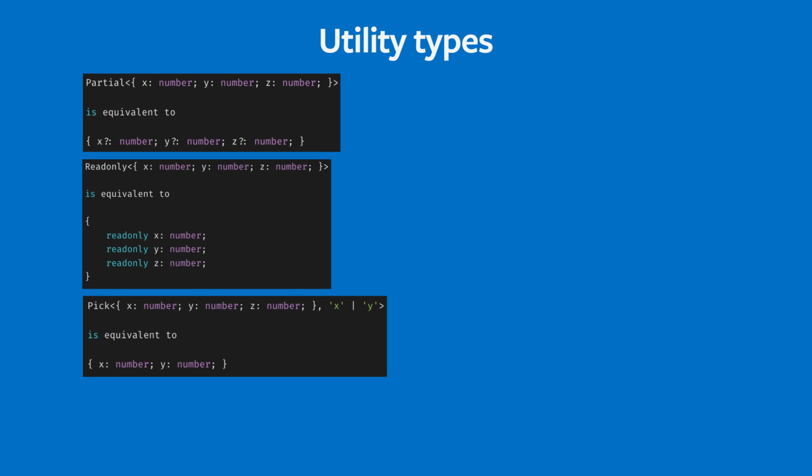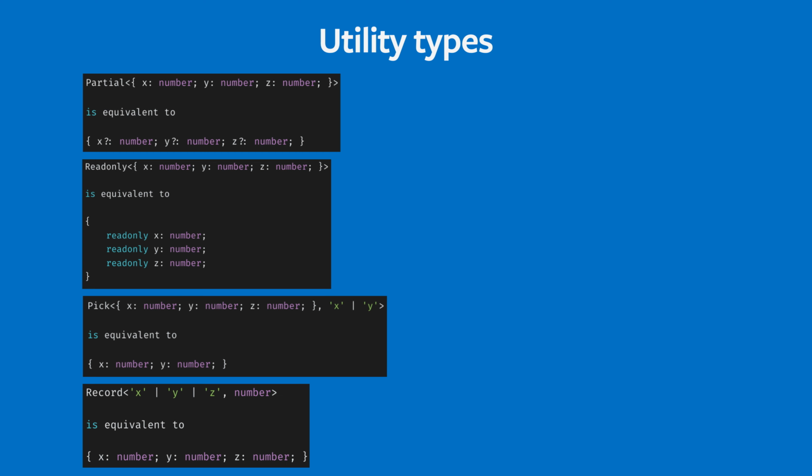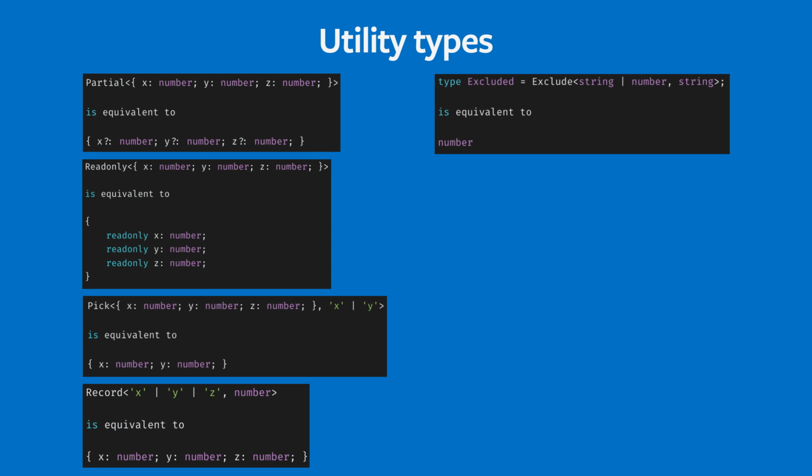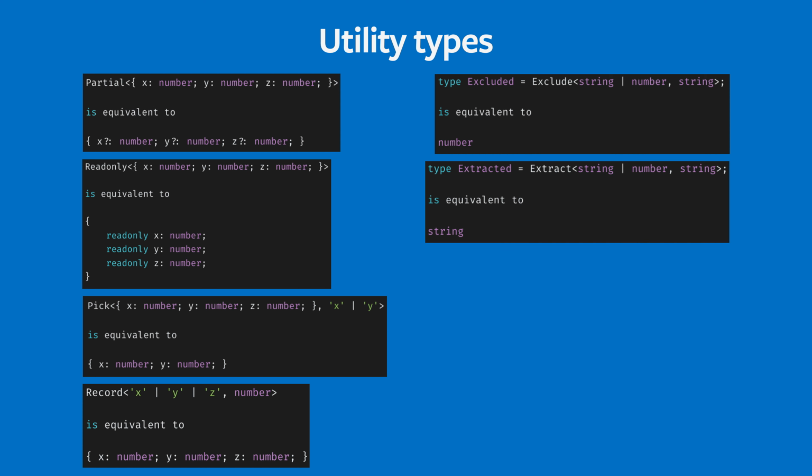Next one is Pick. Basically, you can pass some object and a list of property names, and it will return a new type which includes only the properties that you pass. Next goes Record. You can create an object from a list of properties and say that all these properties are equal to a second type, like in this case number. Next case is Exclude. You pass some list of types and another list of types, and it will return a new list of types which is the difference between the two lists. The opposite of this is Extract. It will return the intersection between two type lists. In this case, we have string in both lists, so it will return string.